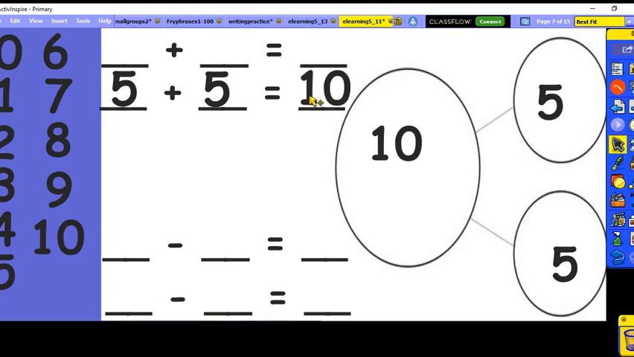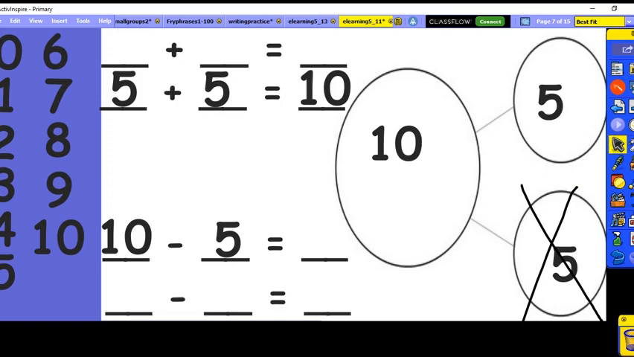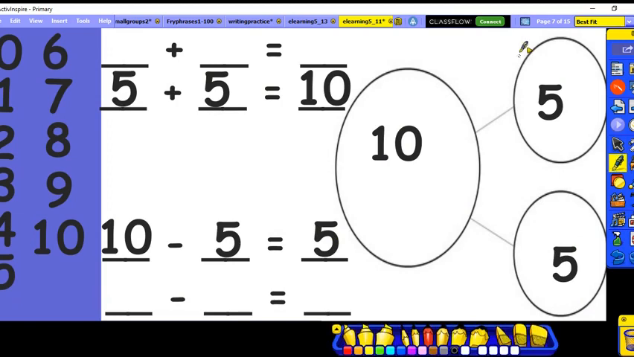Okay, so let's do our subtraction sentence. 10 minus 5. So if we take one part away, we have the other part left. 10 minus 5 equals 5. And again, since this is a double, if you take the other side away, it's the same thing. 10 minus 5 equals 5. So when we get to doubles, you only have 2 facts in your fact family. You have 1 addition and 1 subtraction.